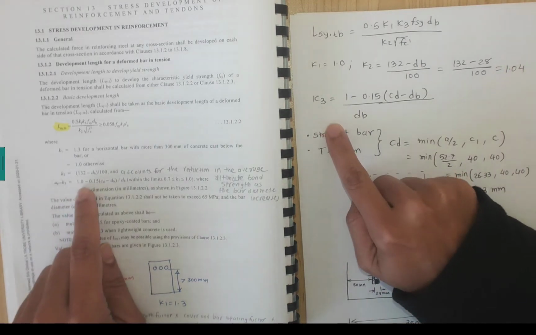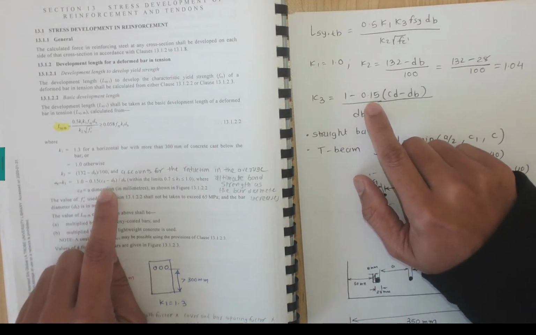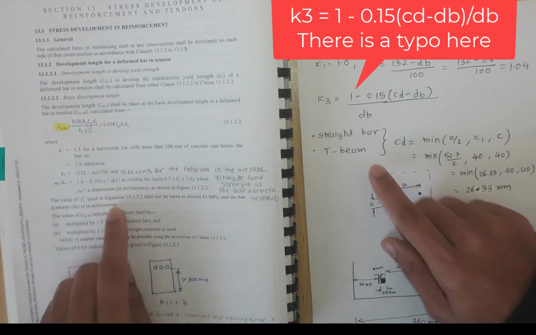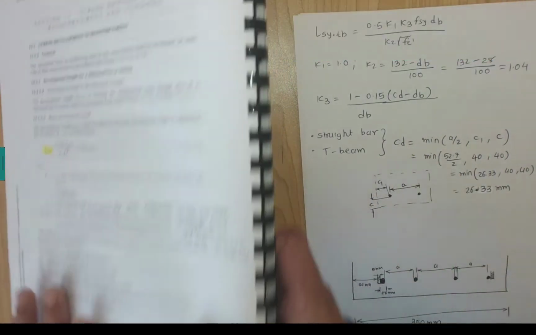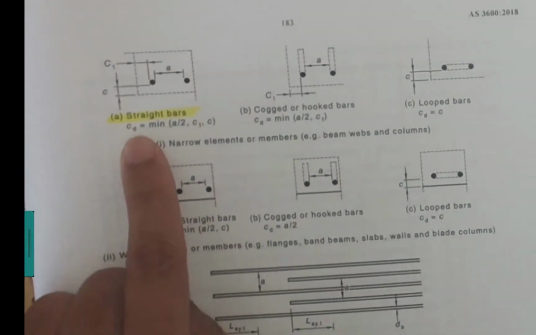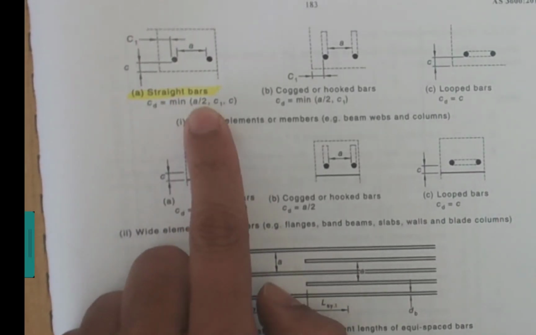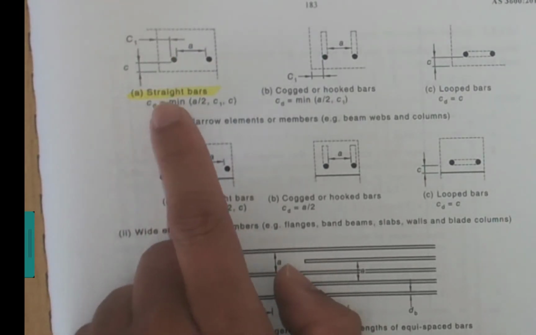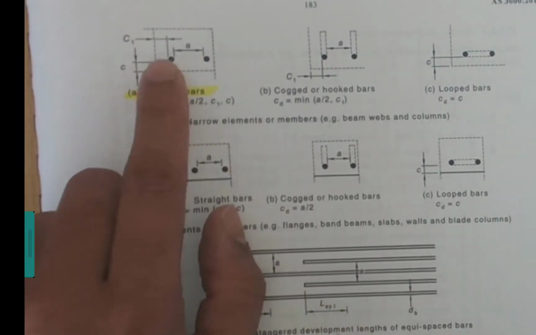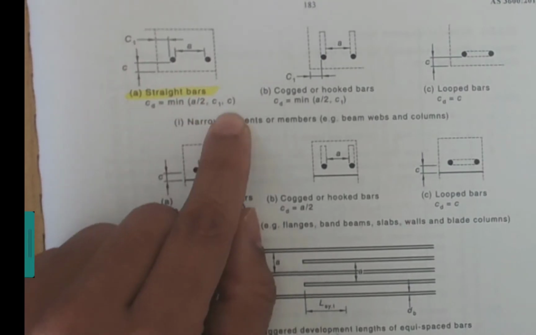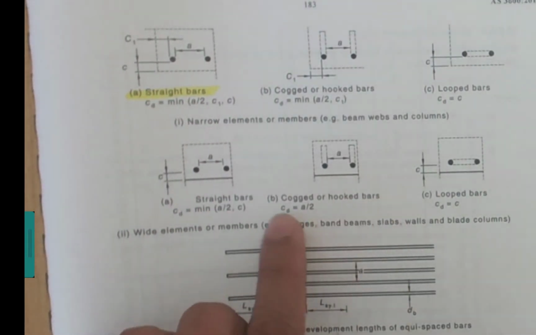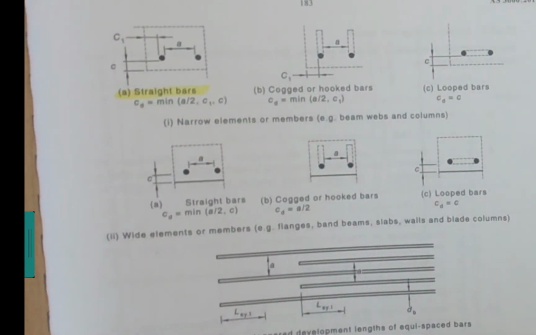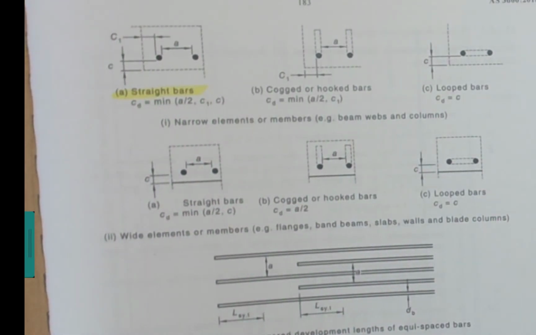Now K3 requires some calculations, which is 1 minus 0.15 (cd minus db) over db. It is a straight bar in the T-beam, so we need to use the figure to calculate cd. If you turn over the page, on page 183, we have a definition for calculating cd, which basically depends on your concrete cover and the spacing between the two reinforcing bars. So cd will be taken as the minimum of a by 2, c1, and c. c1 is the side cover, and c is the bottom cover. There are various options given, but we are looking for the option of a beam and straight bar, so I choose figure A. I have written cd equal to the minimum of a by 2, c1, and c.